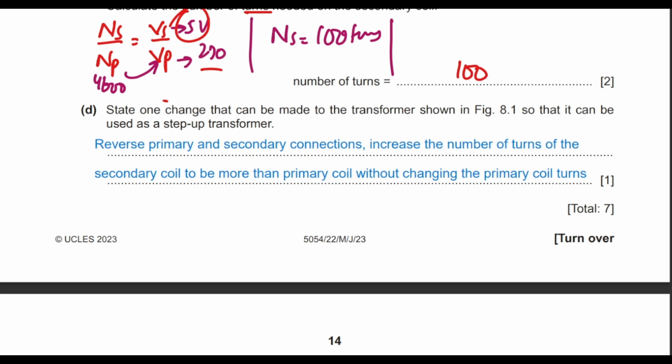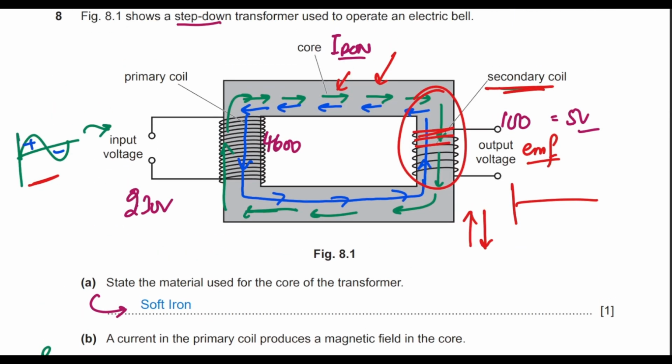It says state one change that can be made to the transformer in 8.1 so it can be used as a step-up transformer. No problem. If you're supplying input from the higher number of turns from this side, then swap this side and provide input from this side. If you provide input from this side, the number of turns naturally on this side is less than the number of turns on the output side, if you swap the sides.